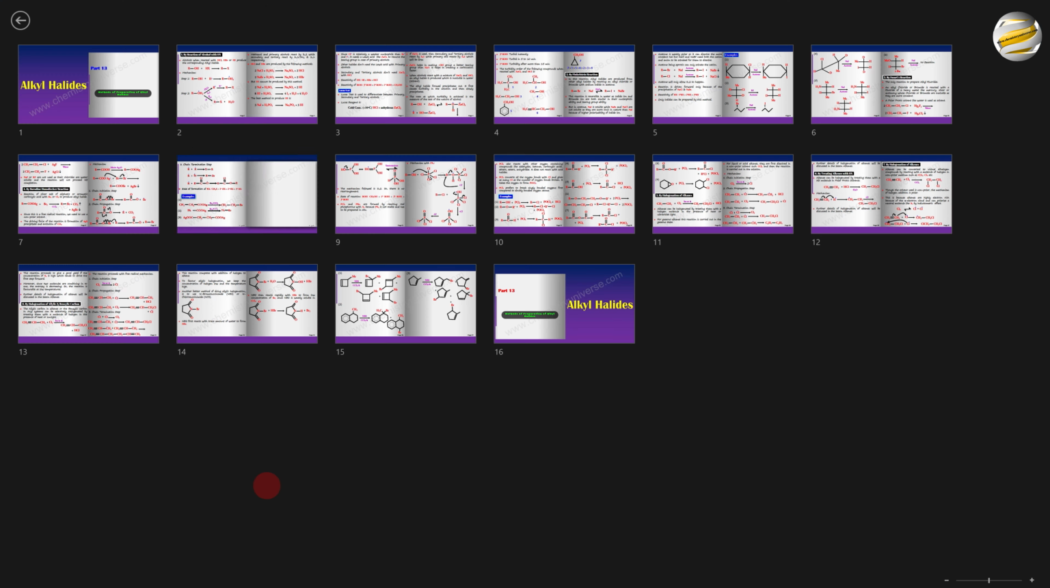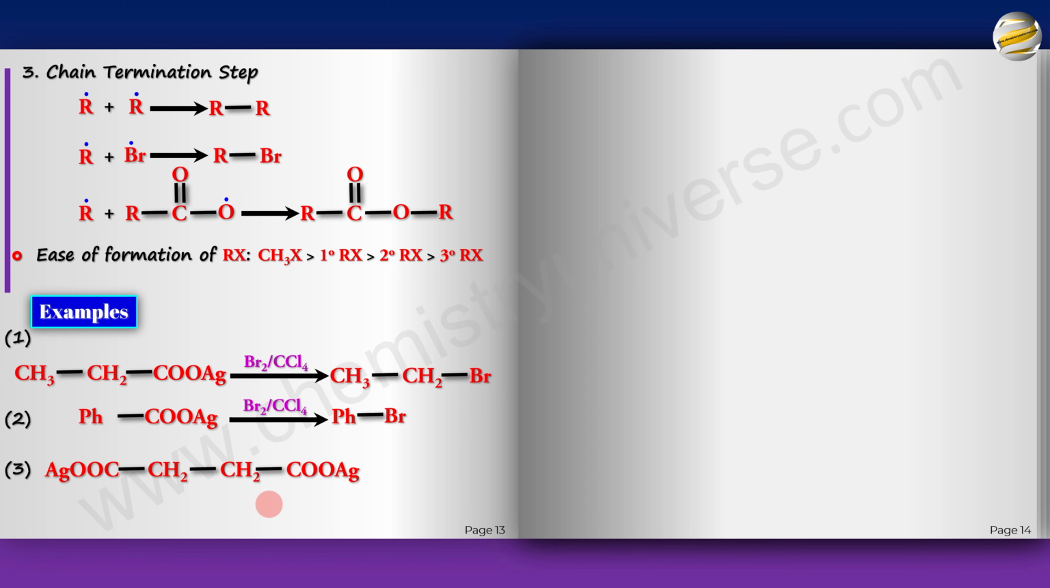Now you might be tempted to make Br here and Br here. But no. Remember, it goes through a free radical. So you will get a free radical here. And after the COOAg goes, you will get a free radical here. What do you think will happen? The two radicals will meet and it will give you an alkene instead.